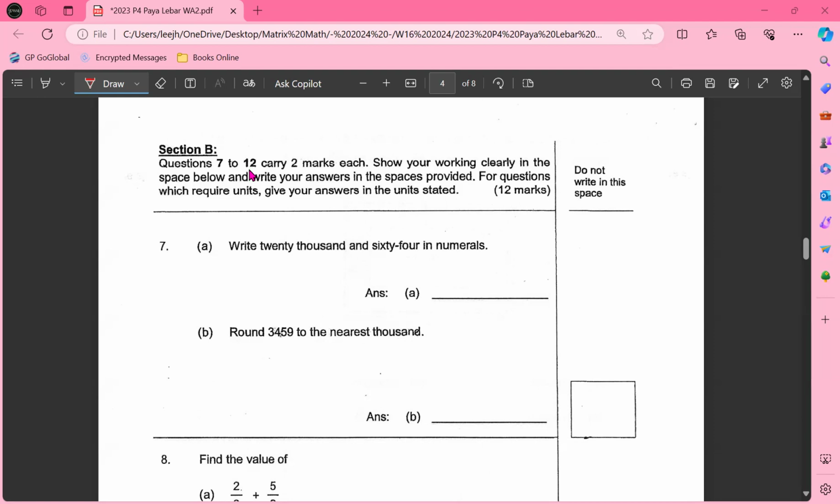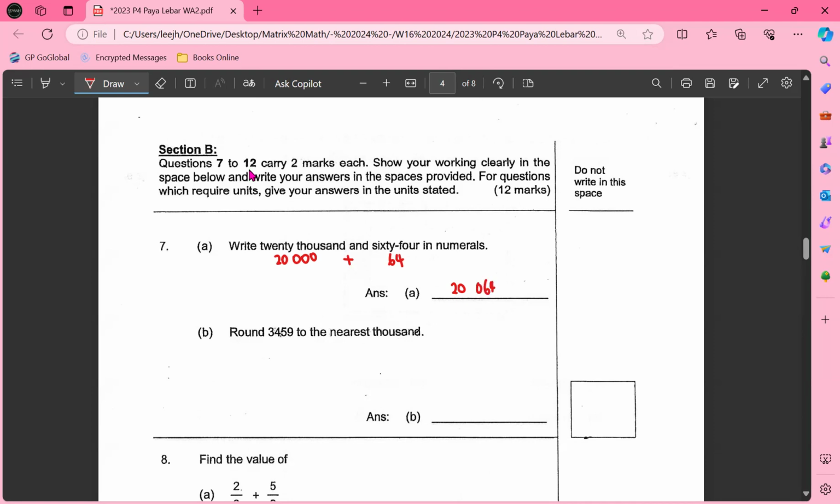Write 20,064 in numerals. So it's very simple. 20,064, 20,000 is 20,000, sorry, and there's 64. So just add it up. It would be 20,000 and then 0, 6, 4.